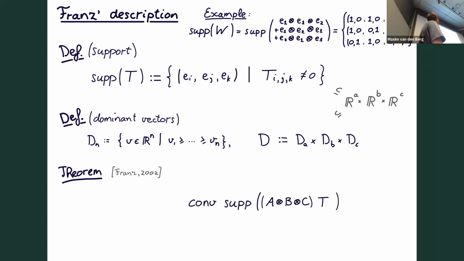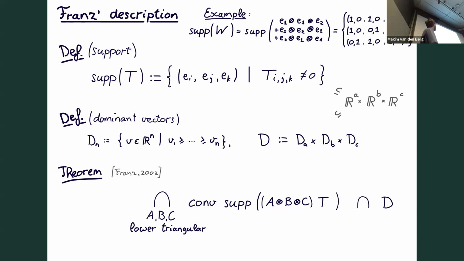So what I'm going to do, I'm going to take my tensor T, and then we're going to apply some restriction to it, so matrices A, B, and C. And then I'm going to look at the support of this tensor and take the convex hull of it. So this will be some polytope based on the support. And now I want to take A, B, C to specifically be lower triangular matrices, and take the intersection of all convex hulls of supports I can reach using lower triangular matrices. And then finally I want to intersect with these dominant vectors.